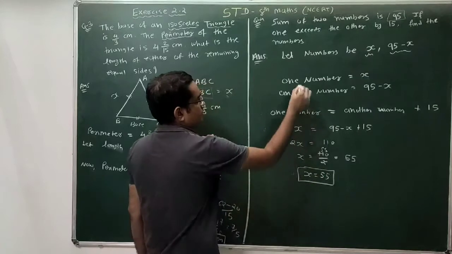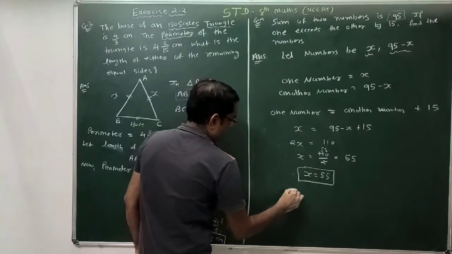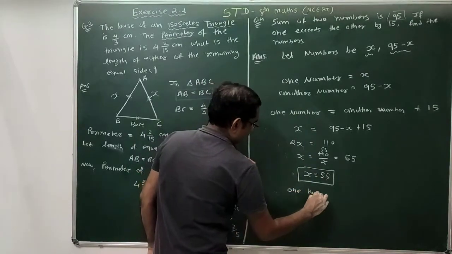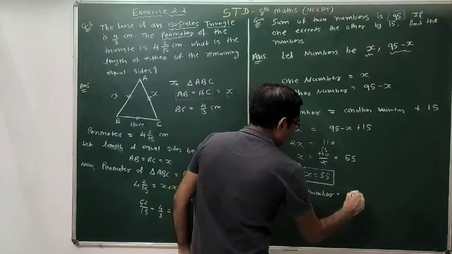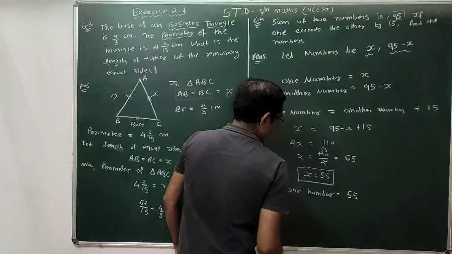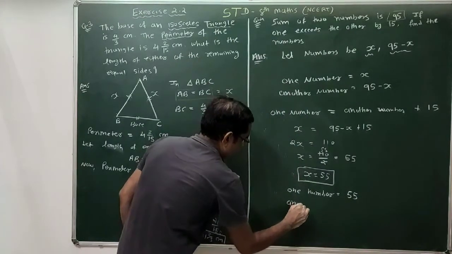What is x? One number. So one number is 55. What is another number?